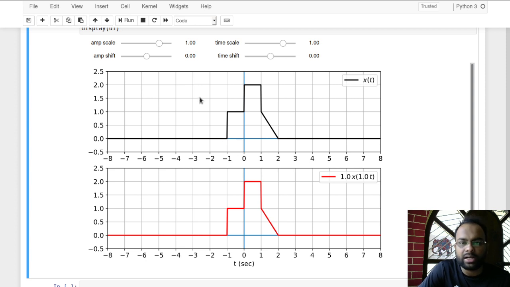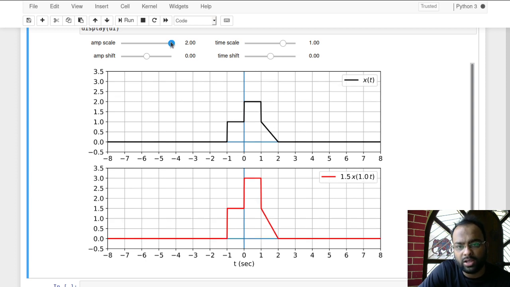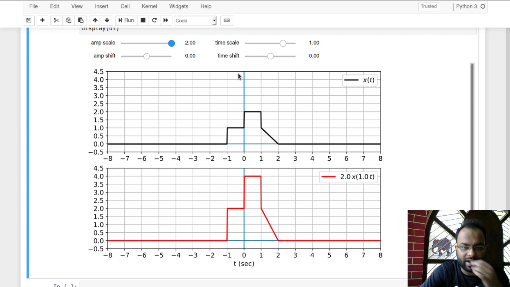Now let's see. If I multiply the amplitude of the signal by a value of 2, what happens? I just moved the slider to a value of 2. What do you see here? The signal had a maximum amplitude of 2. Now this signal has a maximum amplitude of 4, right?